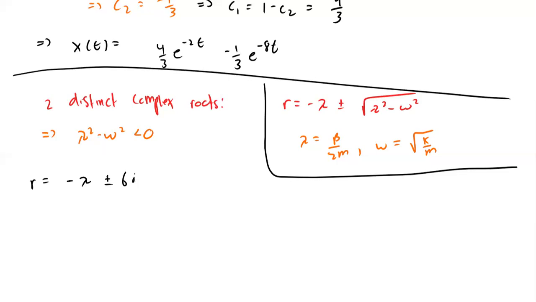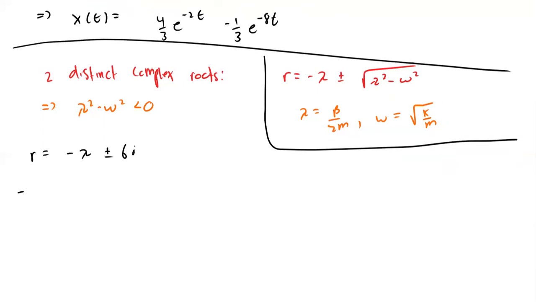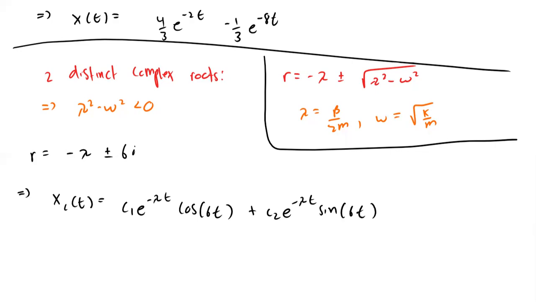In general, this is what our roots will look like. Now, let me say something. We know what the general solution is going to be just from these being the roots, without worrying about initial conditions. The general solution is going to be C1 e to the minus lambda t cosine of bt plus C2 e to the minus lambda t sine of bt. And if you remember the example we saw in Mathematica, it looked like this. In Mathematica, all they did was factor out the exponential.